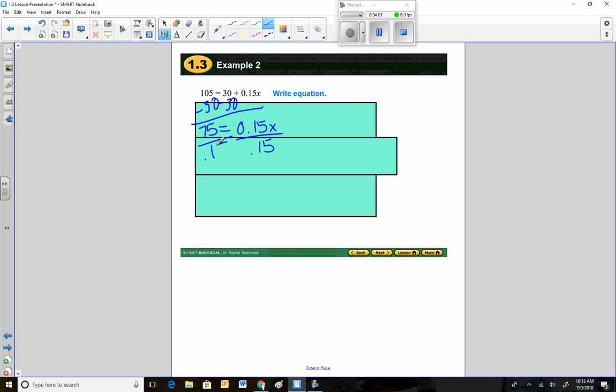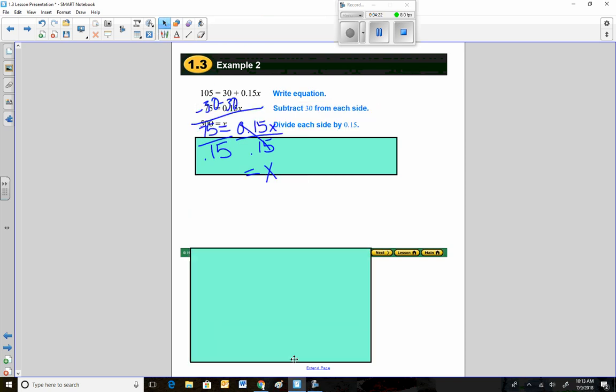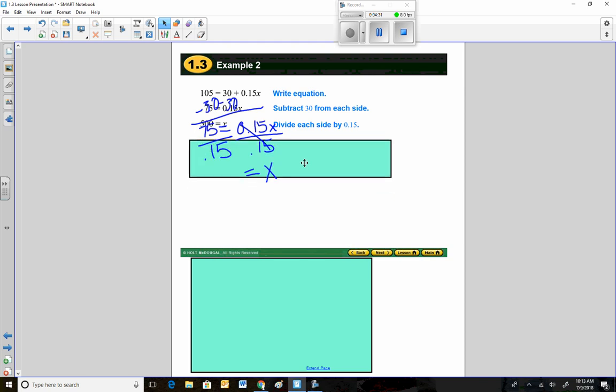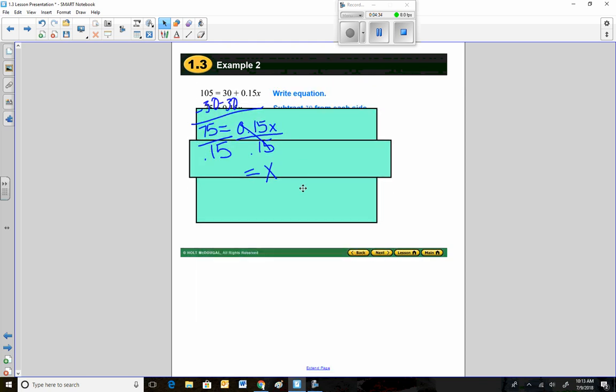Divide by 0.15. Remember, this is multiplication originally, so how do we get rid of it? Division. These will cancel. You'll get your single x. Now remember, x represents the food bill. So 75 divided by 0.15. You can use your brain. You can use your calculator. The overall answer then would be 500. Okay? So there you go. $500.